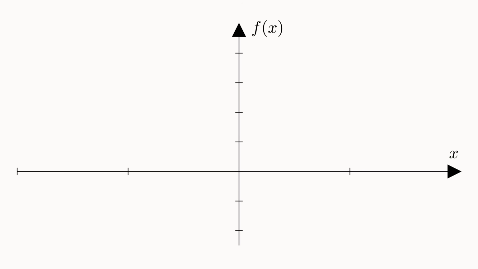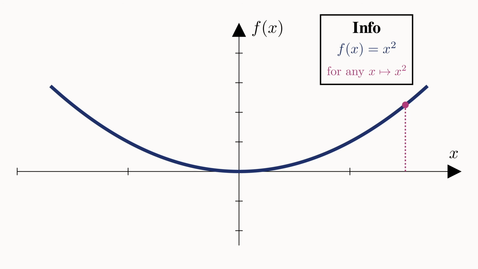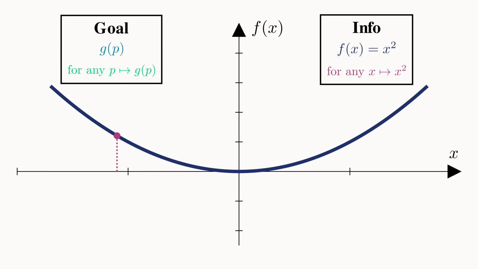Let's start with the function f of x equals x squared. Now, what kind of information is actually contained in this function? What we have here is the knowledge that for any value of x, we can always assign a specific value f of x. Our goal will be to transform f from depending on x to a new function that depends on some other variable that we'll call p. But we want to do it in such a way that no information is lost in the process.